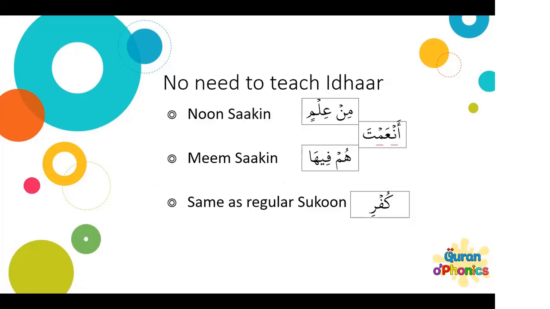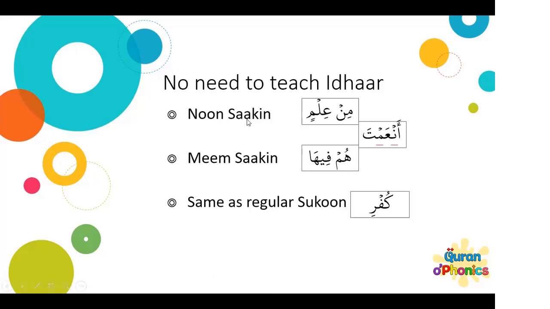Now the child has learned how to read a word with the sukoon symbol, and they would be reading these words above in exactly the same way. Min, ilmin, hum, fiha, and on the right you have an'amta. So whether the noon sukoon or meem sukoon comes at the end of a word or in the middle of a word, it's read in exactly the same way that any other alphabet with sukoon is read, and whichever alphabet comes after it, it's always recited in the same way.